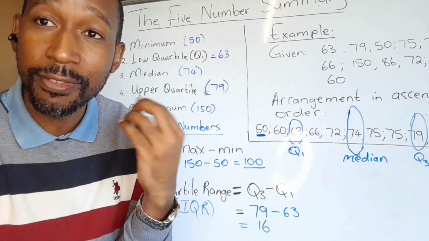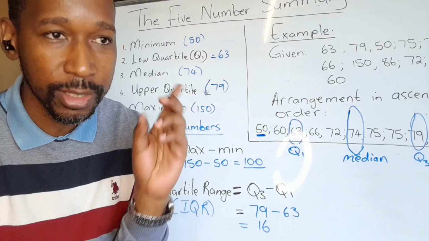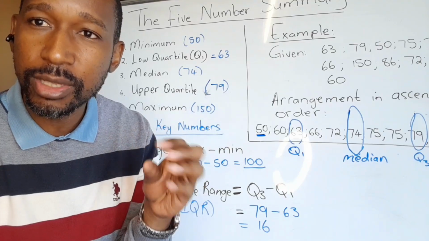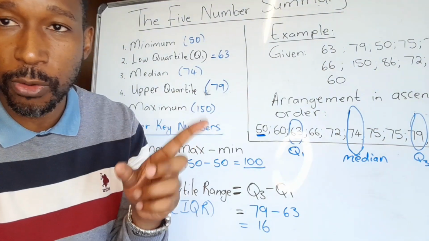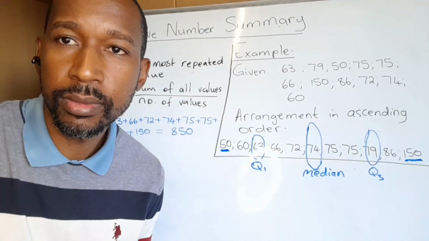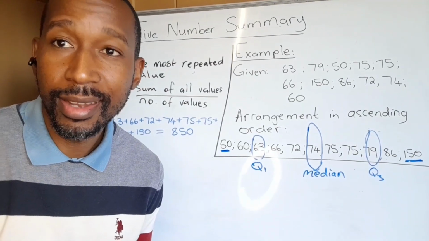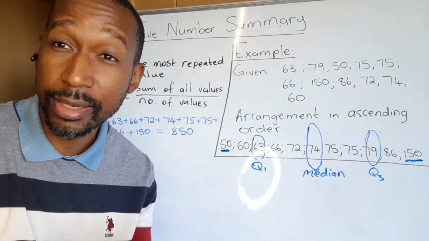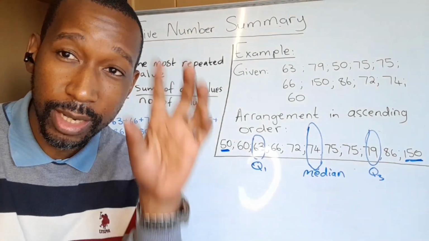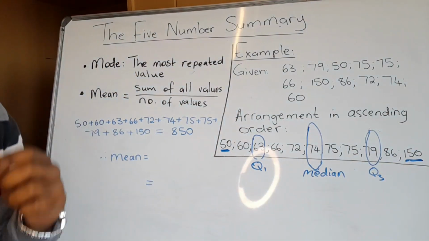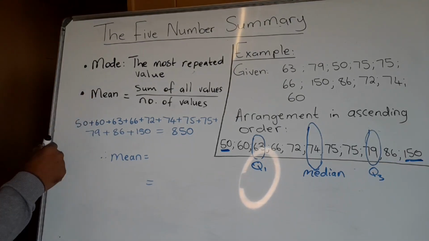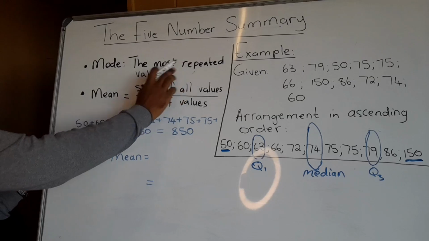Of course, now we have other measures that we can look at, especially for the sake of central tendency analysis and other key figures. Let's look at those before we conclude. Some other key indicators and summarizations of data that we have collected would be the mode. So we need to know what the mode is. Mode means the most repeated value.